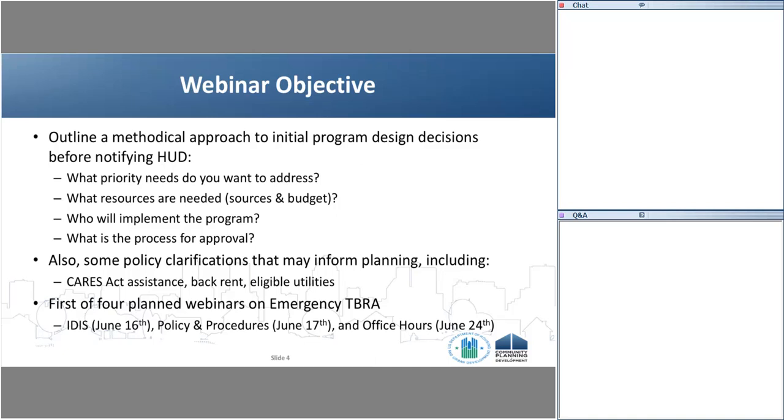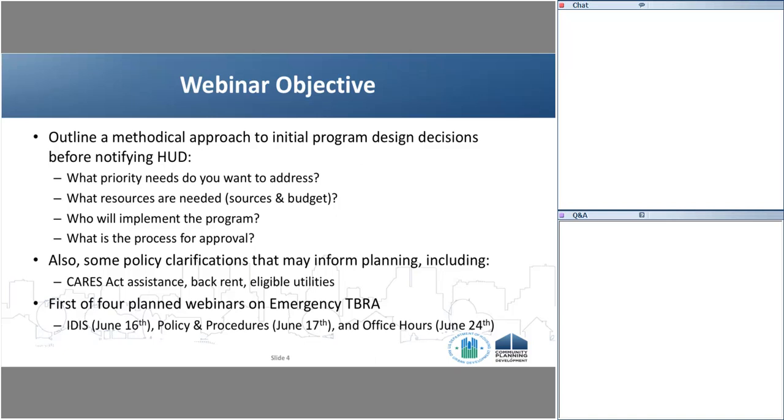So what needs are we going to address? Undoubtedly, there will be more demand than we have funding, so how will we prioritize among competing needs? What resources do we have available and what's needed? Who's going to implement a new TBRA program? What approvals do we need before we can start? These are the types of questions that we really need to start thinking through now and quickly to be able to make sure that we can implement this.